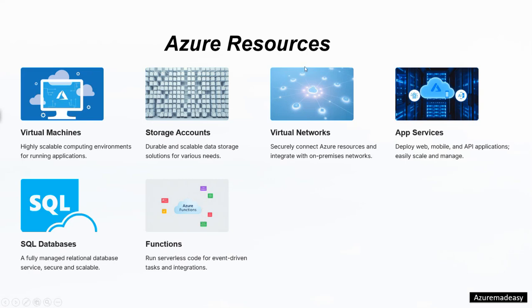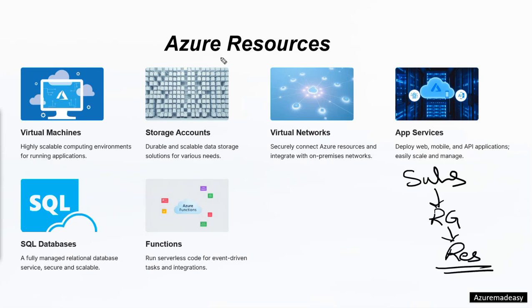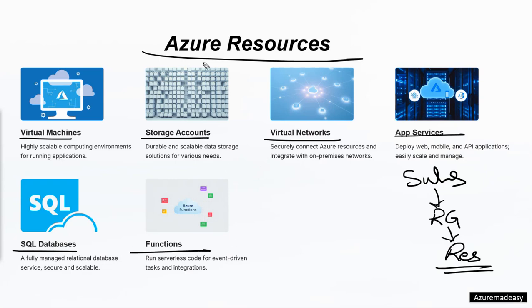Now we have something called resources. One common hierarchy followed here is that first you create the subscription, then you create the resource group, and then under that resource group you put up the resources. What resources? Multiple resources: virtual machines, storage accounts, virtual networks, app services, anything you feel like. You can put it under this particular box. That is a container. Is it clear, guys?